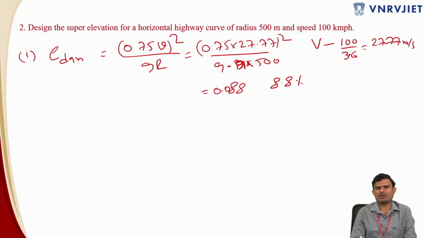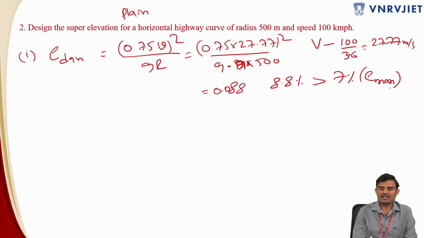So does the problem end over here? No. Why? Because your E design is greater than, of course, terrain is not mentioned over here. You take this as plain terrain. So this is greater than 7%, which is nothing but the maximum superelevation allowed for plain terrain. So now you restrict the value of this design superelevation to E max. So therefore the second step is E maximum plus FL.